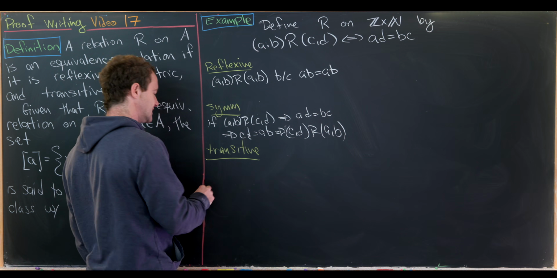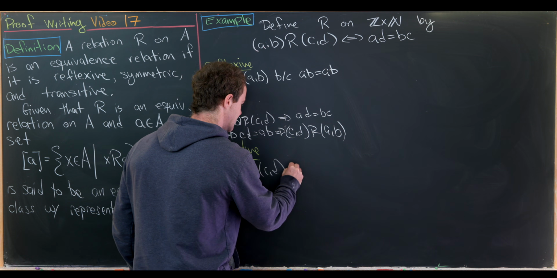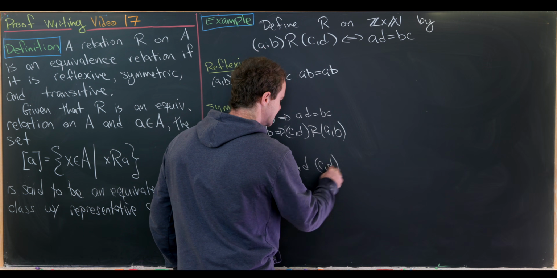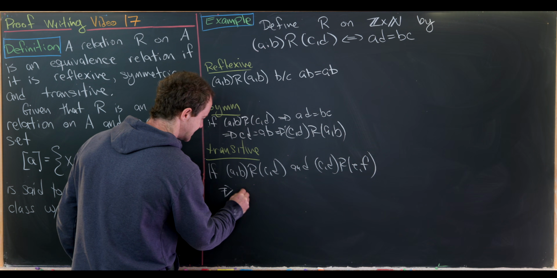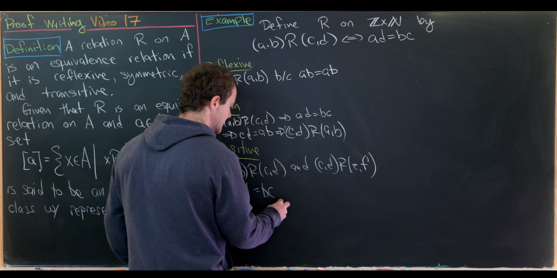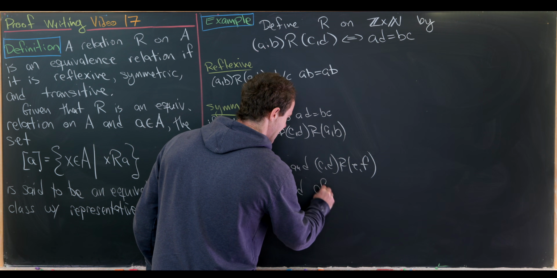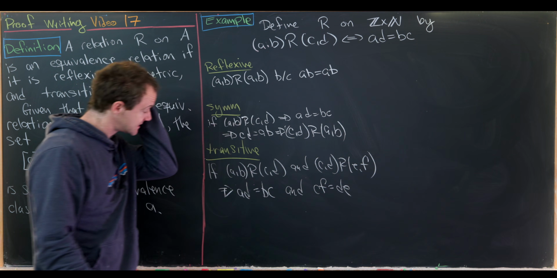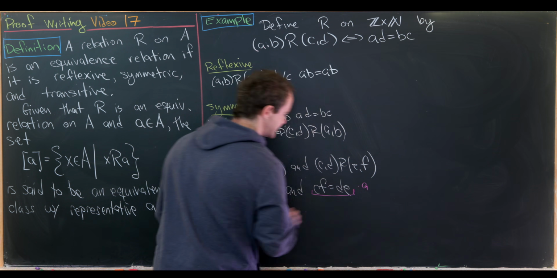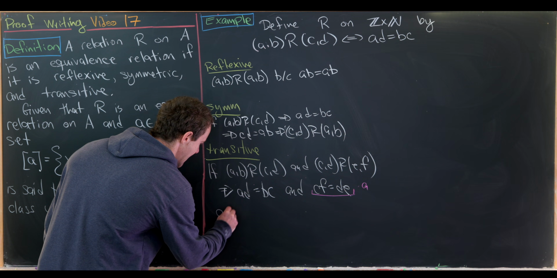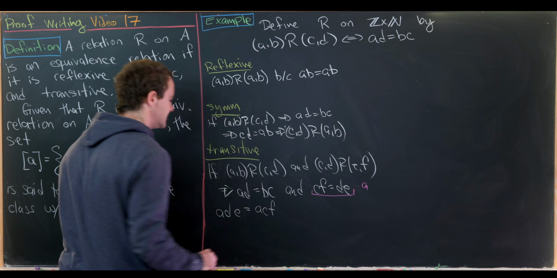Now let's prove our transitivity. So let's suppose that (a, b) is related to (c, d) and (c, d) is related to (e, f). So that gives us two facts. That tells us that ad equals bc, and it tells us that cf equals de. Nice. Okay, so now let's take this one and multiply it by a. So let's see what that leaves us with. We'll have ade is equal to a times c times f.